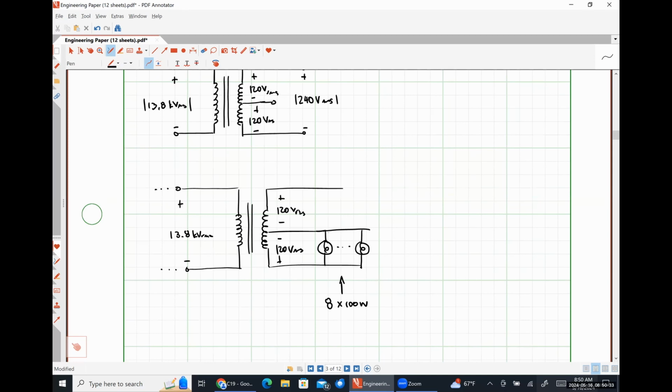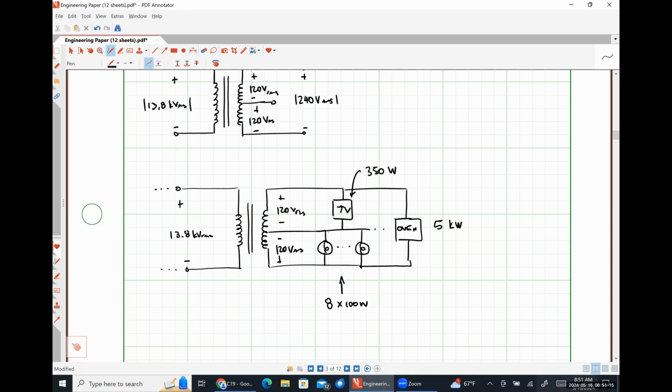My wife might be in the living room watching TV. It might be connected to the other 120 volts. And then if I'm cooking dinner, I'm probably using my stovetop. So this is the oven. Let's say that the oven is drawing 5 kilowatts and the TV is drawing 350 watts.